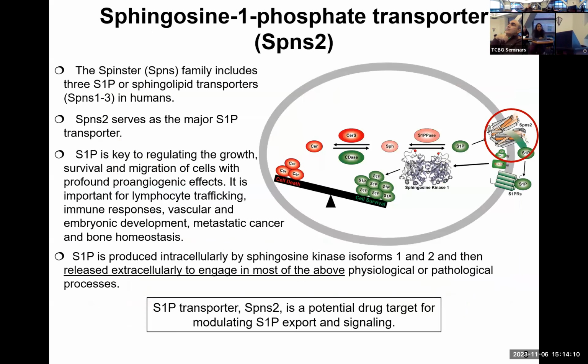So going back to the main topic of this presentation, in humans, the SPNS family has 3 members, and SPNS2 serves as the major S1P transporter. And as I explained, the majority of its function is extracellular. So SPNS2 is a potential drug target for modulating the entire S1P export and signaling.